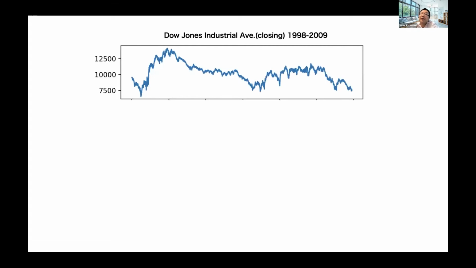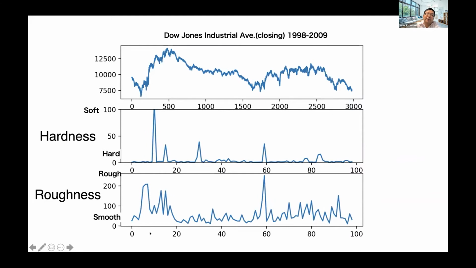This is the Dow Jones Industrial Average stock market closing price, 1998 to 2009. We extract tactile from the data. This is the hardness, and below is the roughness. We can see a peak here, where hardness is very large and roughness is also fairly large. This is the point of the Lehman shock. Before the Lehman shock, hardness and roughness were increasing, typically large compared to other periods. So this is an application of data science of tactile sense in data.